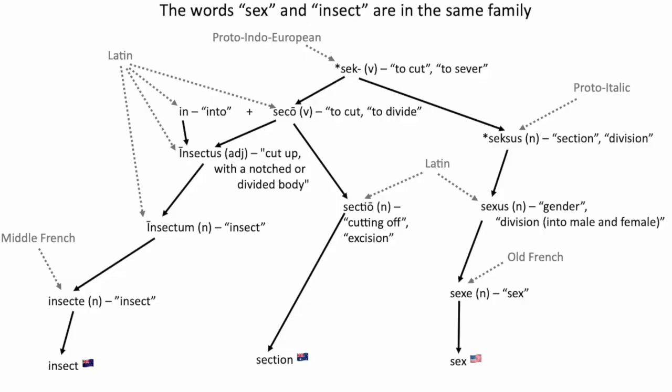Although the words incest and insect aren't related, insect and sex do have a similar origin story, through the fact that they both originally denoted the concept of division into sections. In the case of insect, it's the head, thorax, and abdomen, and in the case of sex, it's male and female. So there you have it, sex and insects.